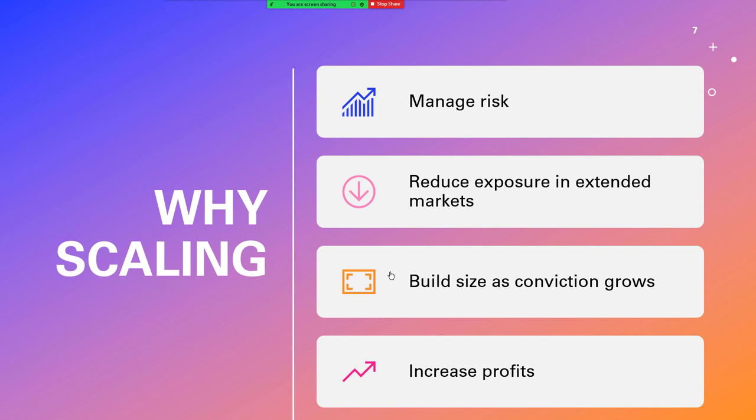We can also build size as our conviction grows. If we think about a breakout trade, for example, we may have very low conviction of it working initially, so we may only bet a small amount. But then as it moves in our favor, remembering that breakout trades have a 40 or 50% probability of success at best, we can add more and more size to that trade, building up our position as it goes into a profitable trade. And obviously, that's a form of reinvesting or compounding your profits as you go. In all of this, the goal ultimately is to increase our profits or increase our risk-adjusted returns in some form or other.